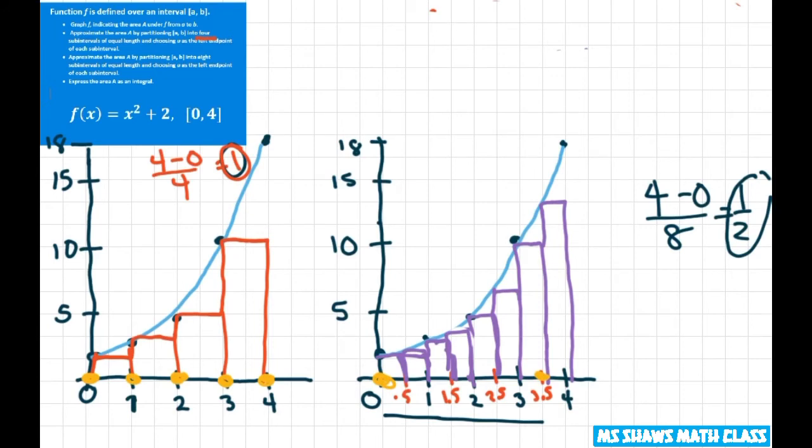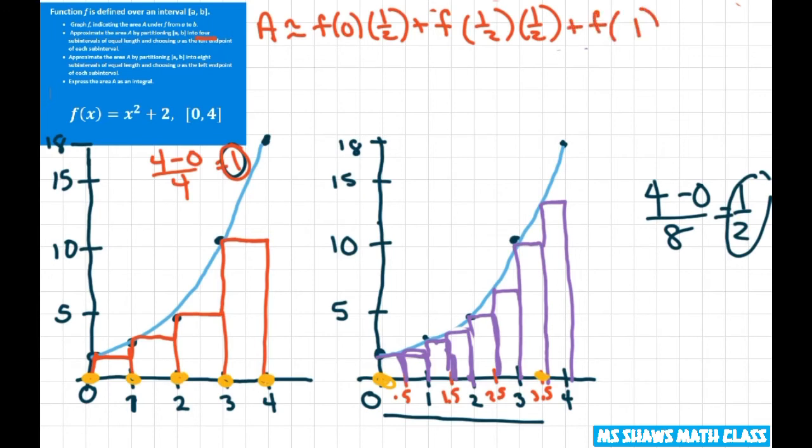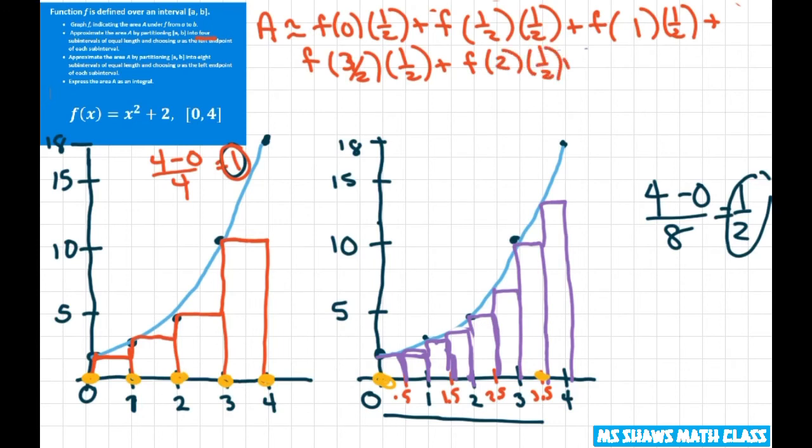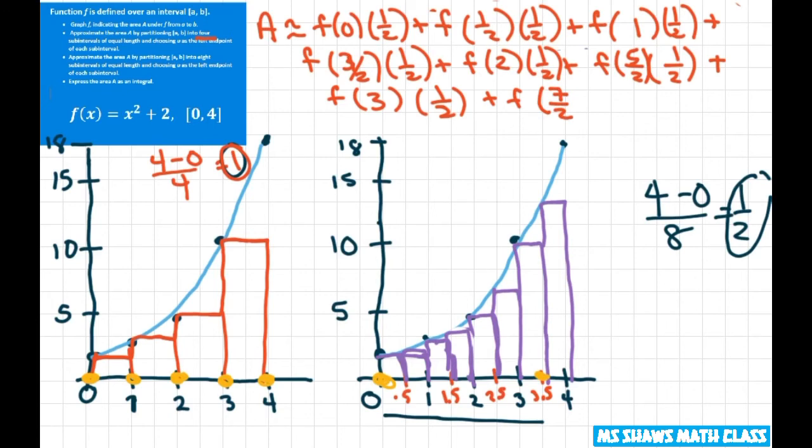We're still approximating our area as we're starting at f of 0 times 1/2 plus f of 1/2 times 1/2 plus f of 1 times 1/2 plus f of 1.5, or let's just call this 3/2, times 1/2 plus f of 2 times 1/2 plus f of 5/2 times 1/2 plus f of 3 times 1/2 plus f of 7/2. That's your 3.5 times 1/2.